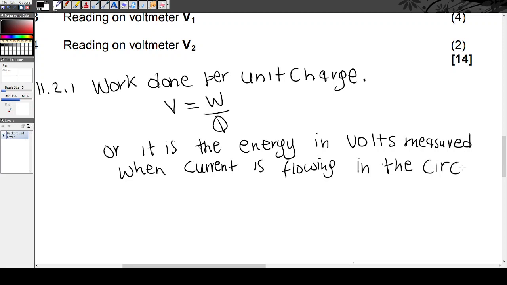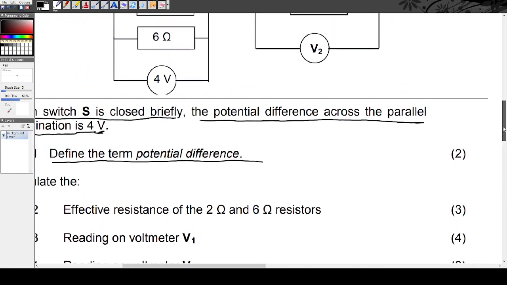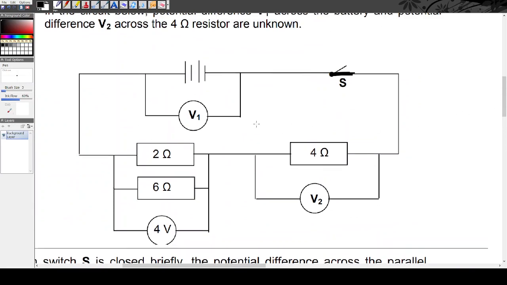Let me try to explain that even further, because maybe some of you still don't understand what I'm trying to say. Remember, when switch S is open, there was no current flowing in the circuit. So the battery had its EMF, a total voltage. It was not connected to the circuit. It was just there connected, but there was no current flowing because the switch was open.